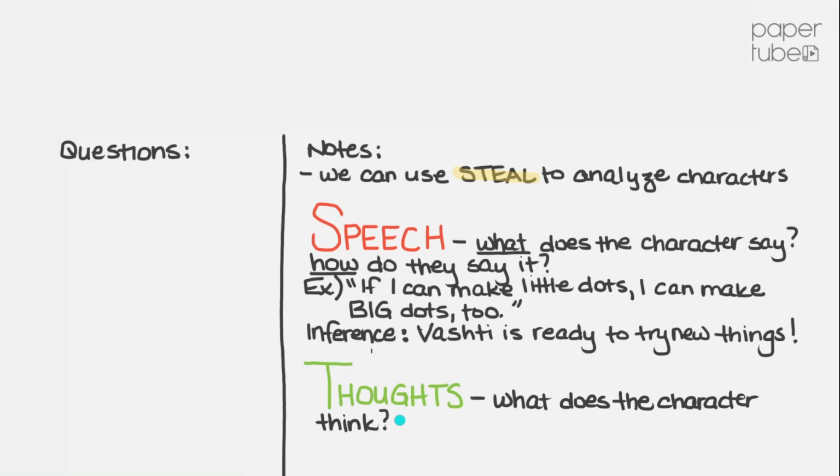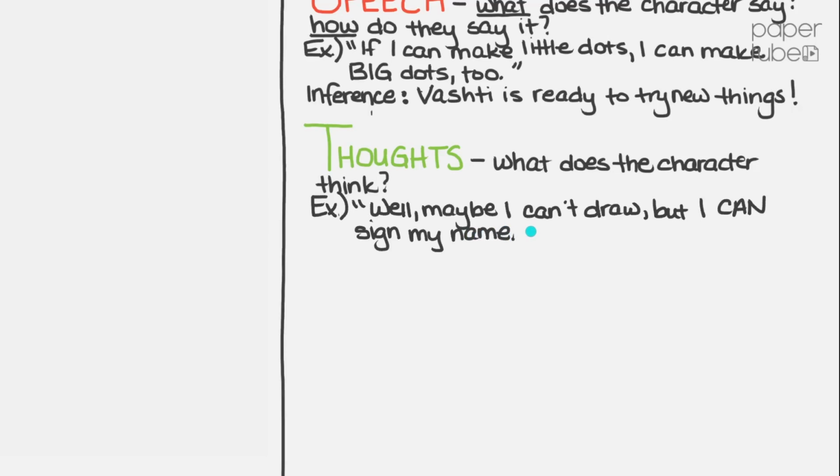The T in STEAL stands for thoughts. What does the character think? We can learn a lot about who the character is as a person when we get those glimpses into their thoughts. So this is another quote from the story that could count either as speech or thought because Vashti's talking to herself. She says, "Well, maybe I can't draw, but I can sign my name."